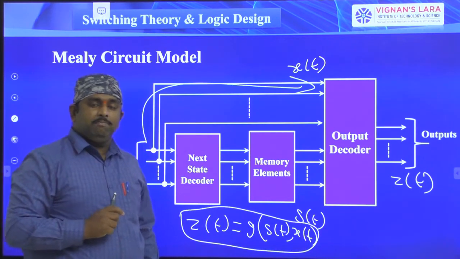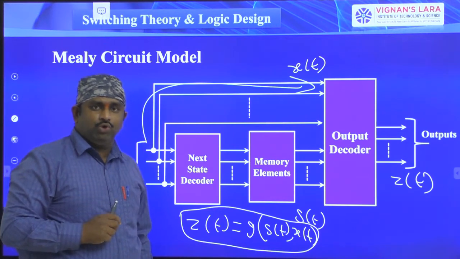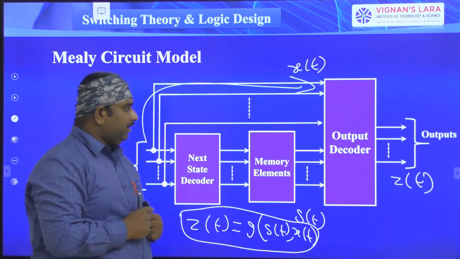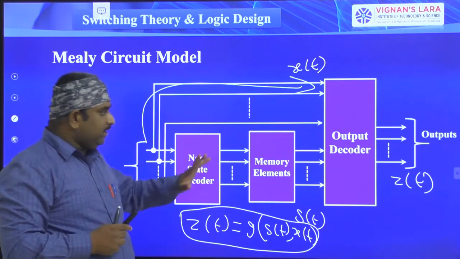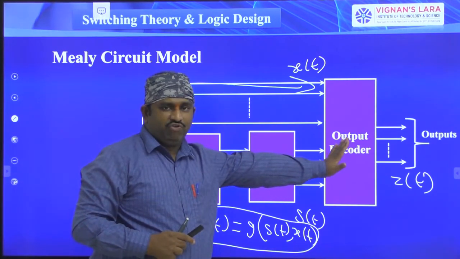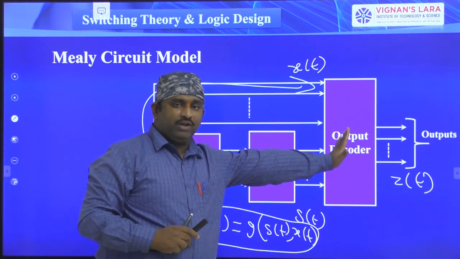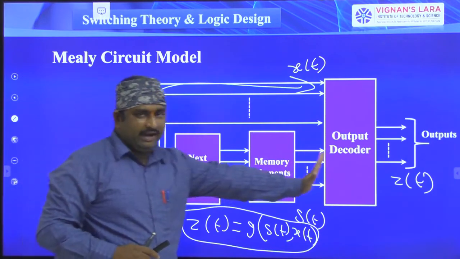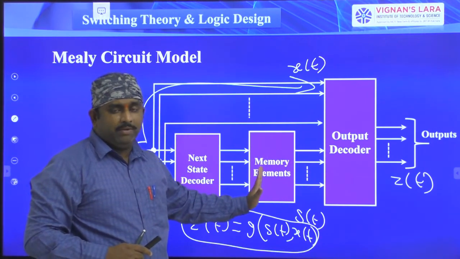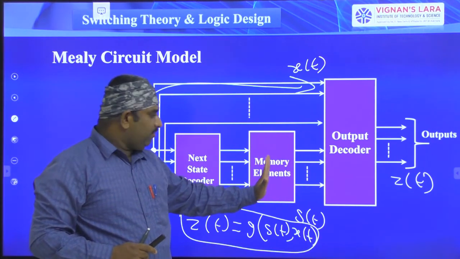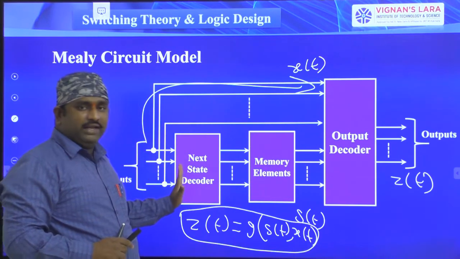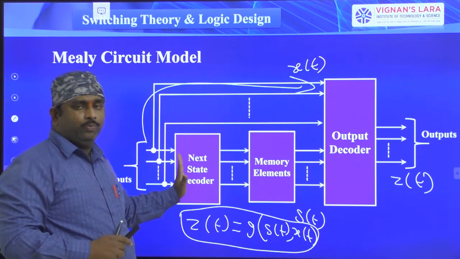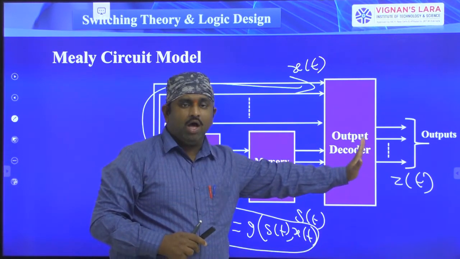So this is a Mealy type model circuit, the mathematical representation for the output. This is the generalized block diagram. In this block diagram, we have the finalized output decoder. For this output decoder, we give inputs on one side and on the other side we give memory elements, where these memory elements are the next state decoder. The next state decoder outputs are collected from the output decoder.